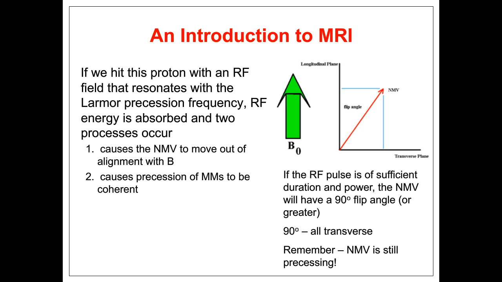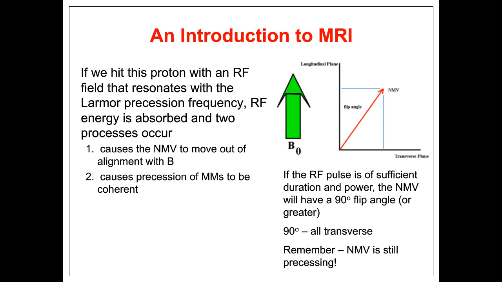Depending on the duration and the power of the RF pulse, you can have that net magnetization vector flip into the transverse plane, which would be called a 90-degree flip angle. And again, depending on the duration and power, you can adjust that flip angle practically anywhere in between. There are a number of imaging sequences that may play games, if you will, with that flip angle. But right now, I'm just going to talk about a 90-degree flip angle.